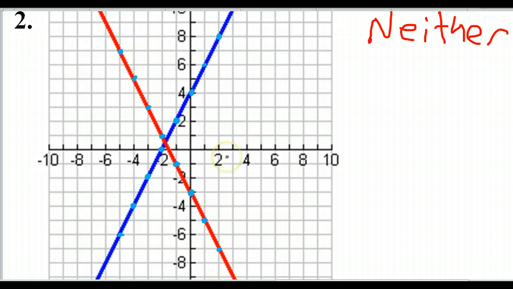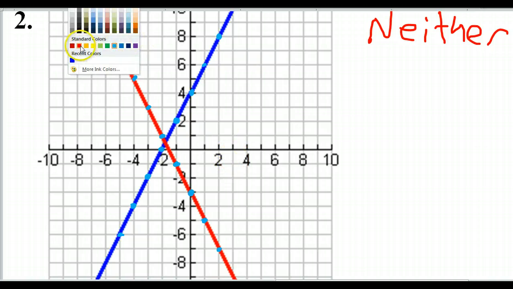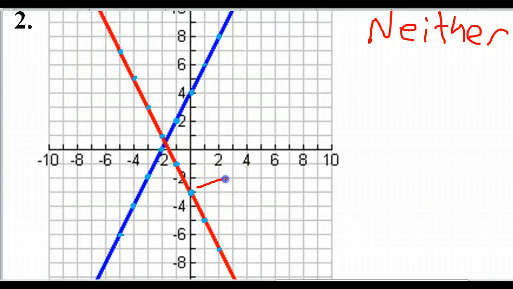Alright, so here are some points I could use. For the red line, I'm going to use the y-intercept again, so that would be the point (0, -3). And then I'm going to use this point. You know what, I'll just use the next one in a row. So this is the point (1, -5).